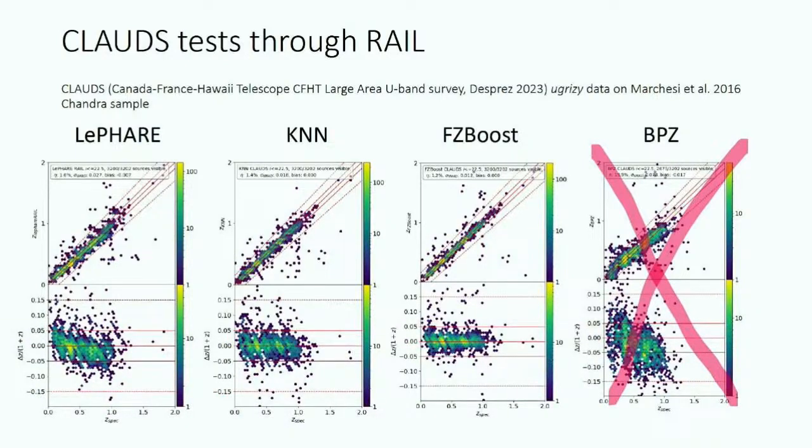Those templates are not correct yet. But I mentioned we're getting better performance with machine learning. So this is a KNN and FZ-Boost, two popular machine learning methods. That's understood, that's not a surprise. But I see them as useful benchmarks. This is important work, checking the performance on LSST-like data.